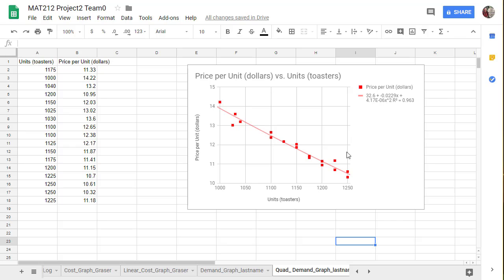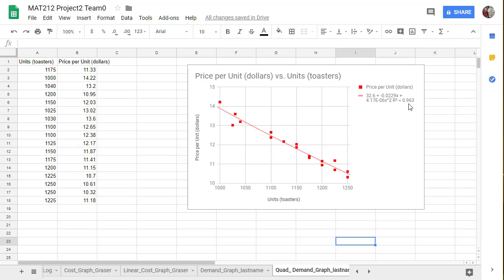It's slightly curved, and the formula for it is 4.17. The e minus 6 means times 10 to the minus 6. So this is in scientific notation, where the e part is the times 10. So it's 4.17 times 10 to the negative 6 power x squared plus, well, it says plus minus, so that's minus 0.0229x plus 32.6. So I have the formula for that, and it's a pretty good fit. The r squared value is 0.963.